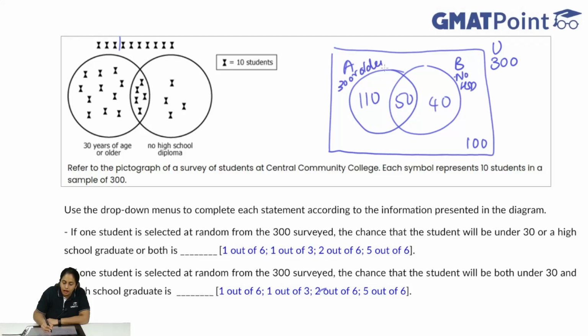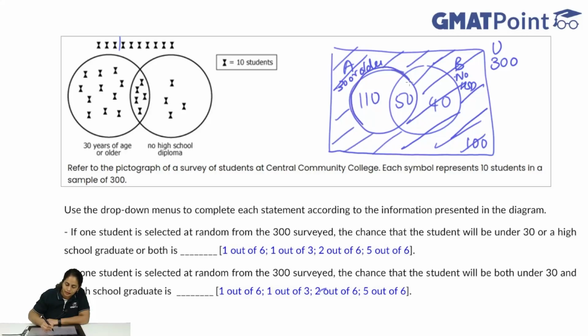Okay. Now let us take a look at the questions that are asked. See, basically anything outside of the set A. So this part outside of the set A will be all the students, this part also, all the students who are younger than 30. So this 110 plus 50, 160 students are 30 or older. The remaining 140 students are younger than 30 as such.